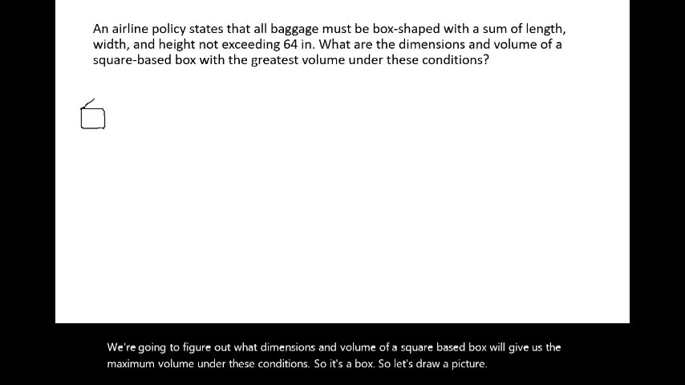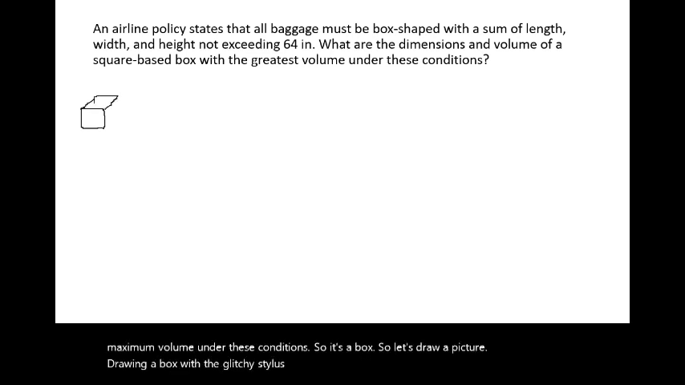Drawing a box with a glitchy stylus. This is going to be fun. Oh, that wasn't that bad.